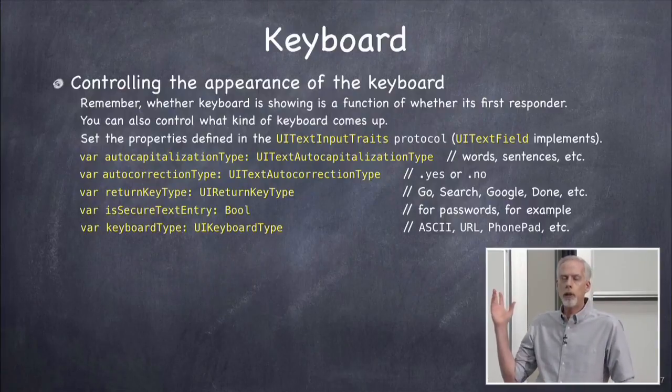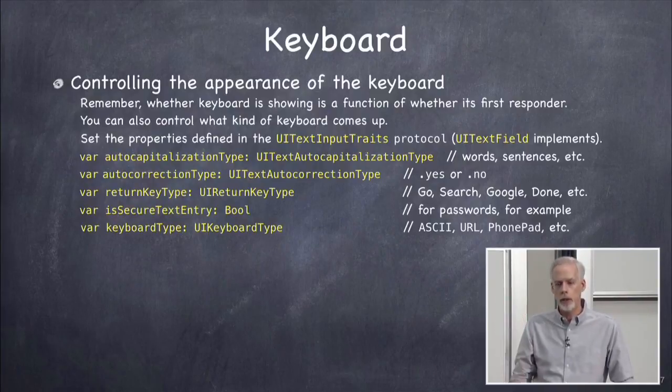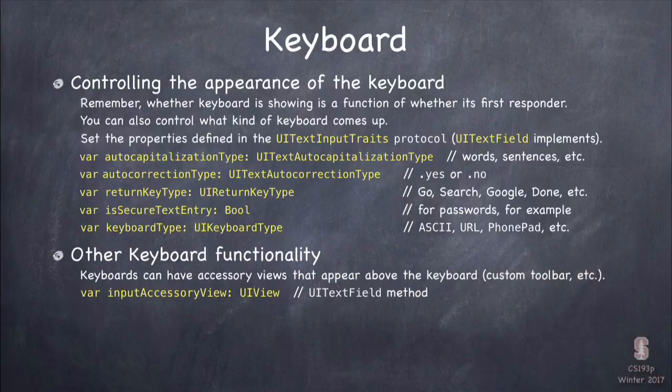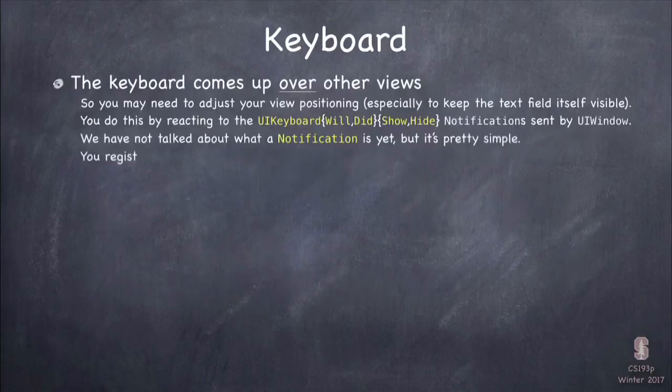In other words, if you're looking to control your keyboard, don't look in text field per se. Go look at this UITextInputTraits protocol and you'll see what you can do for your keyboard. You can also set an accessory view in your keyboard, okay, a little view along the top of your keyboard that is just for your app. Okay, that's kind of fun. Again, it's this text input traits protocol thing.